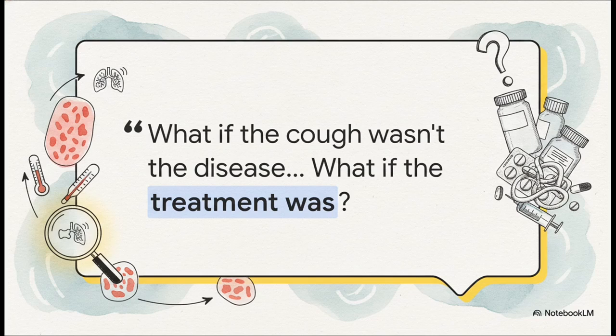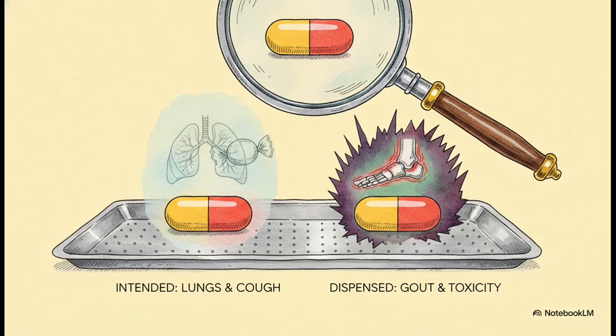This prompts House to ask a massive, pivotal question. What if the cough wasn't the disease? What if the treatment was? In one single sentence, the whole investigation shifts from hunting a natural disease to hunting a medication error. And this brilliantly illustrates our real culprit.